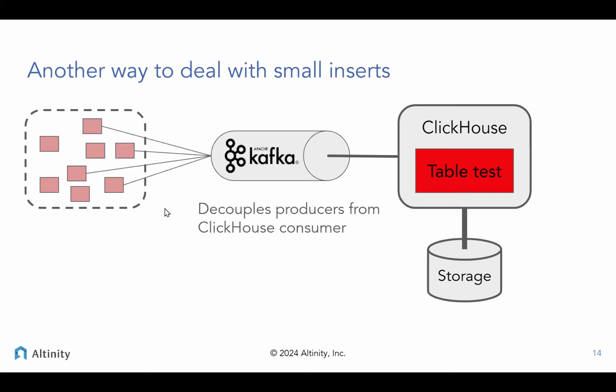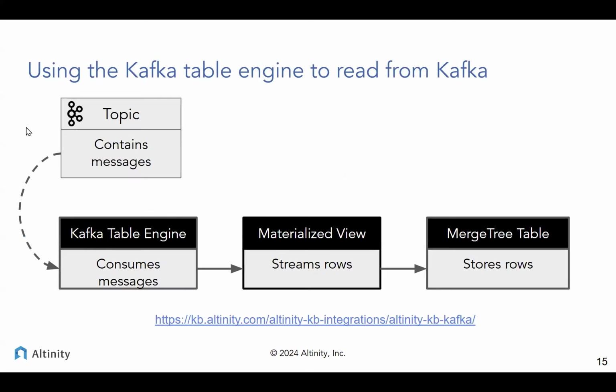So let's look at some example code to set this up. One of the simplest and fastest ways to do this is to use something called a Kafka table engine. This is a table engine that's built into ClickHouse, and what it does is it takes a topic from Kafka and puts a wrapper around it so it looks like a SQL table. So when you do a select off it, you are effectively reading from the topic. The topic has your messages. You configure the Kafka table engine to point to it. It will consume the messages.